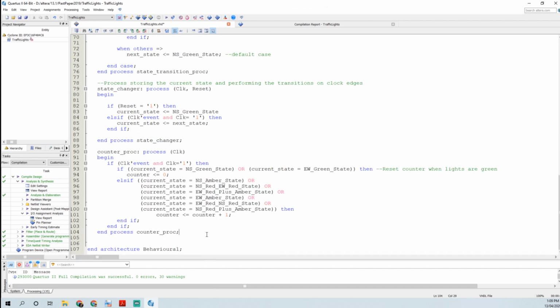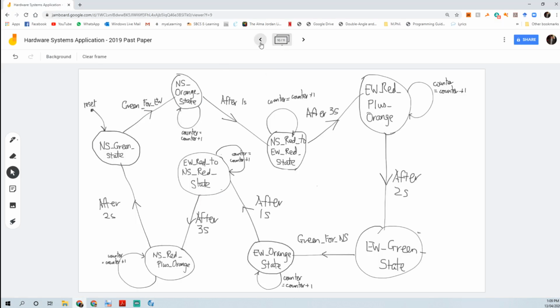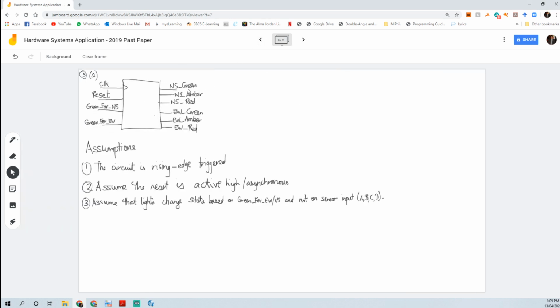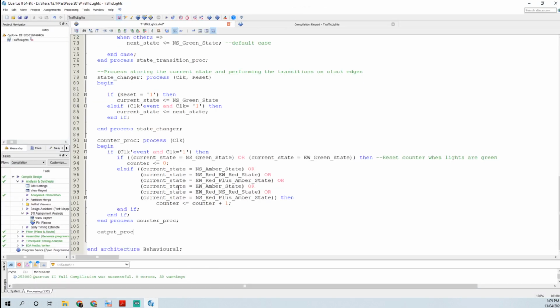Okay, last thing that I need to write here now is my output process, and that just determines when my signals north, south, green, amber, red, east, west, green, amber, red are going to go high. All right, so my output process here, it's a process, and of course the only time I'm going to know which light to turn on is depending on the current state that I'm in. All right, so I have to look at what is the value of the current state, and let's see what's going to happen here now.